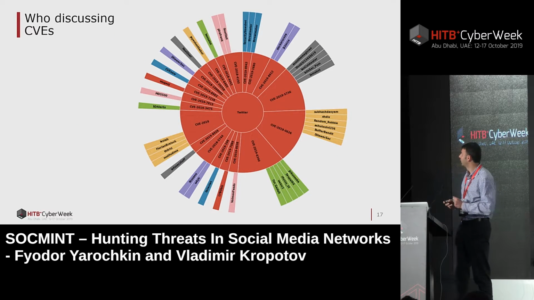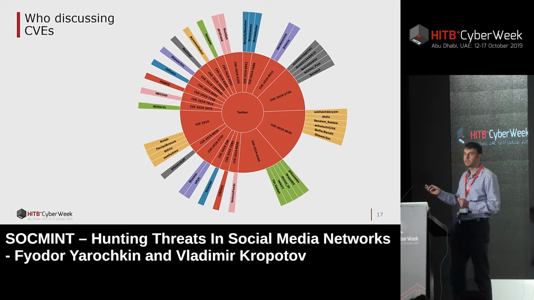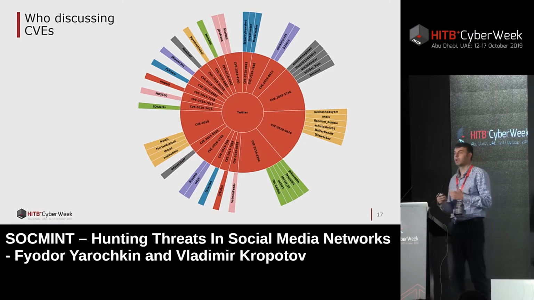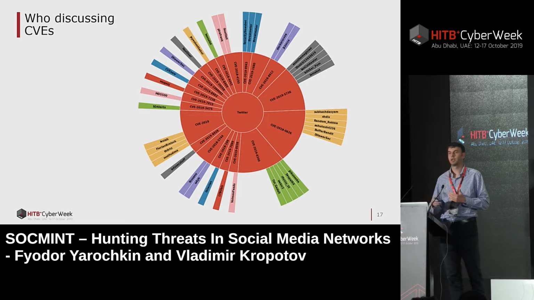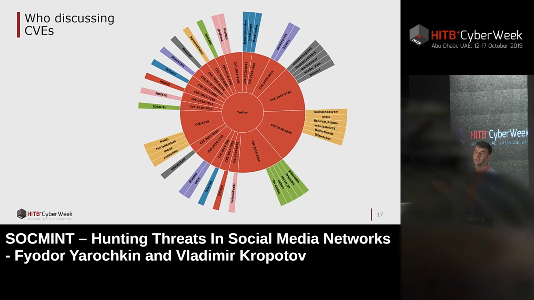Another type of visualization is really, really interesting. In this case, it's called a sunburst diagram, and we can see which CVEs were discussed with which Twitter handles. So if you have, for example, Linux-based infrastructure, you can filter the list of CVEs related to Linux and find the accounts discussing this topic.